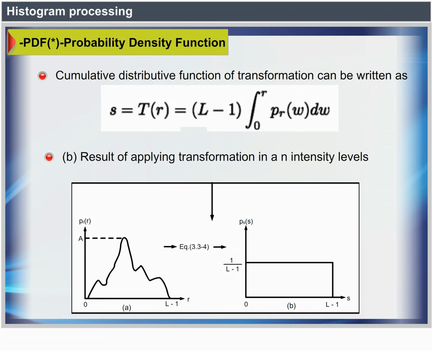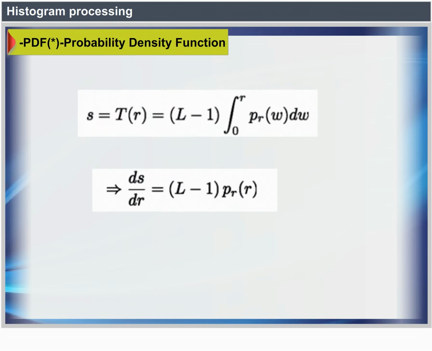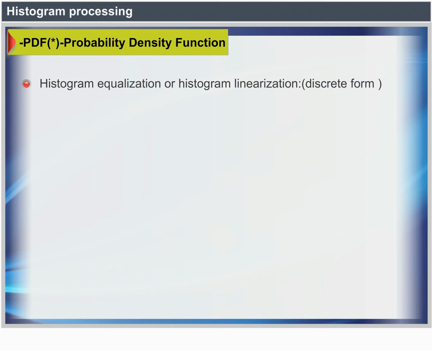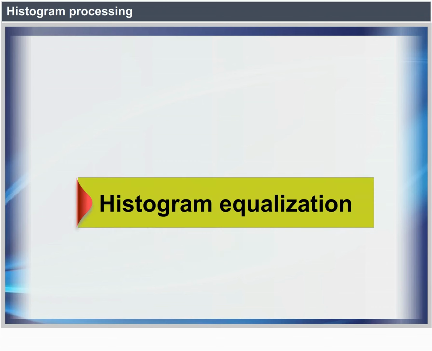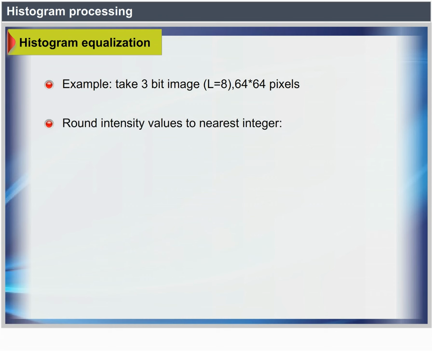Histogram equalization. For example, take a 3-bit image, L equals 8, 64*64 pixels. Round intensity values to the nearest integer, and the representation is as shown on screen. Table for intensity distribution and histogram values for the 3-bit 64*64 image is as shown. Below figure represents histogram equalization of the 3-bit image: original image, transformation function, equalized histogram.